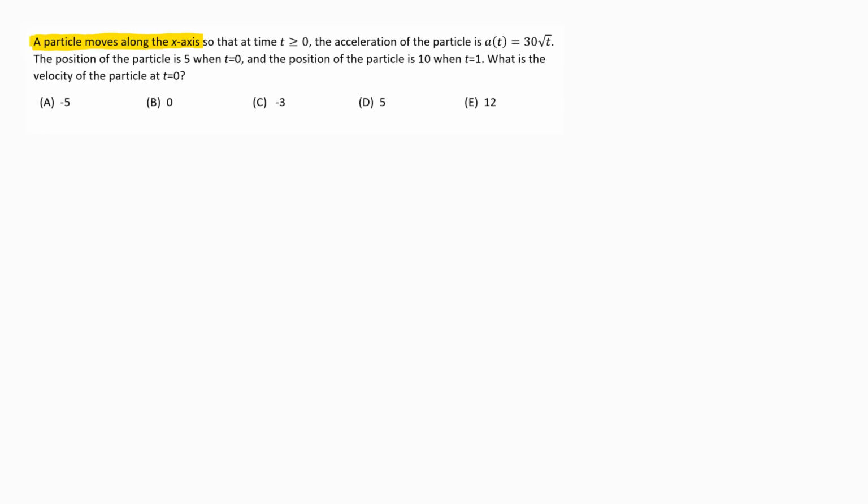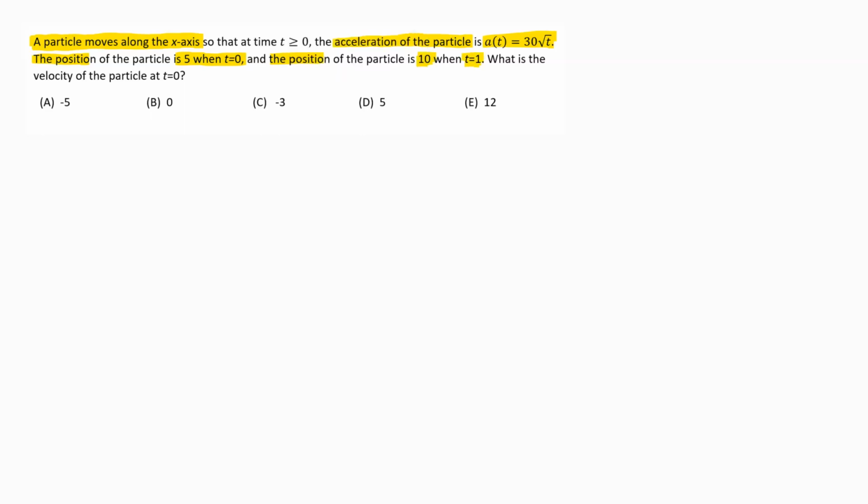This time we're being given that the acceleration of the particle is given by this equation here, a of t equals 30 square root of t. Then they're telling us the position of the particle is 5 when t equals 0. And then they're giving us more information about the position of the function. So the position of the particle is 10 when t equals 1.